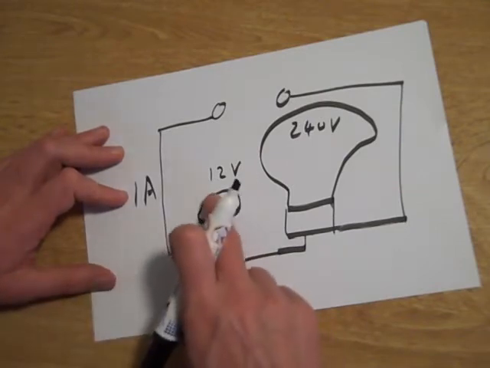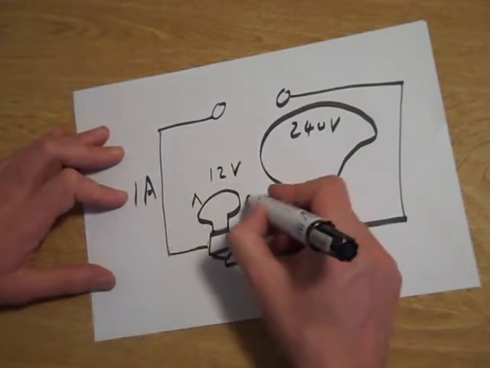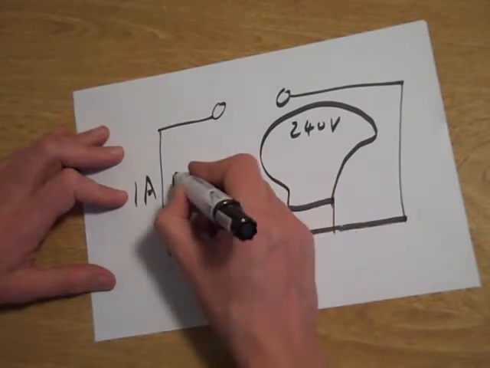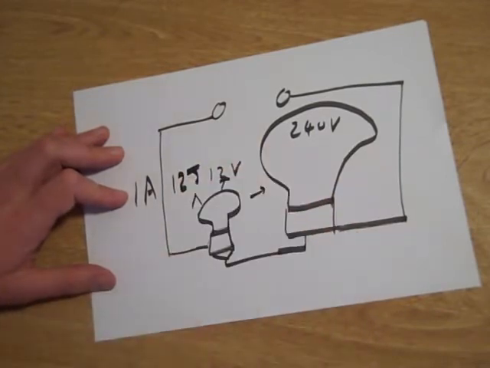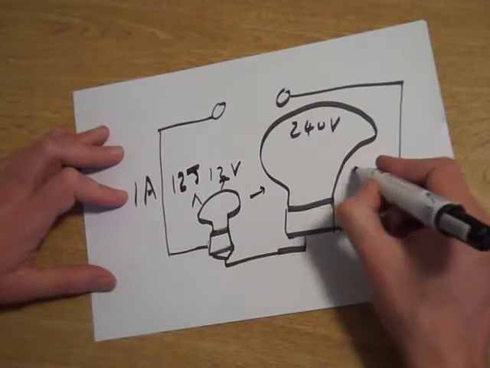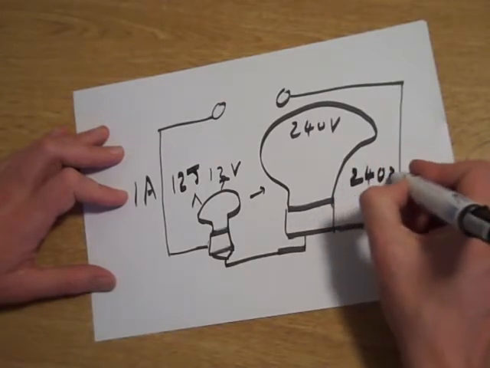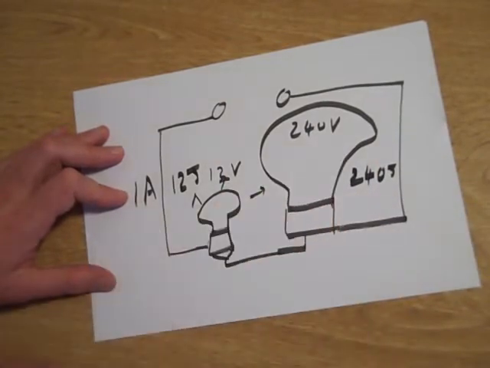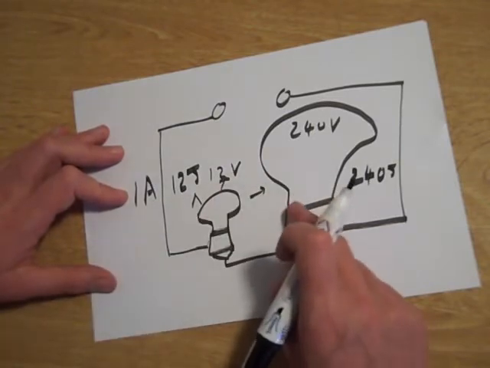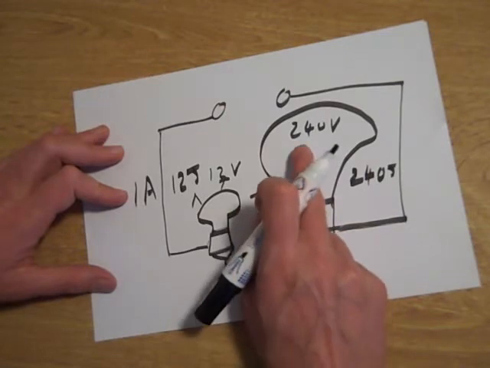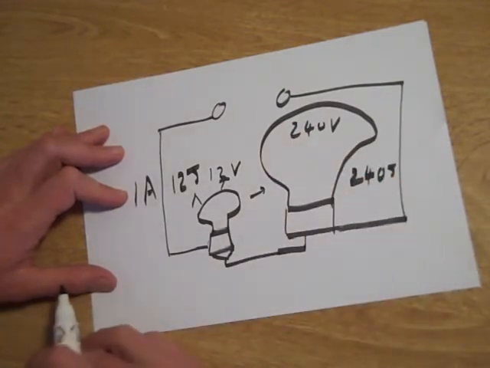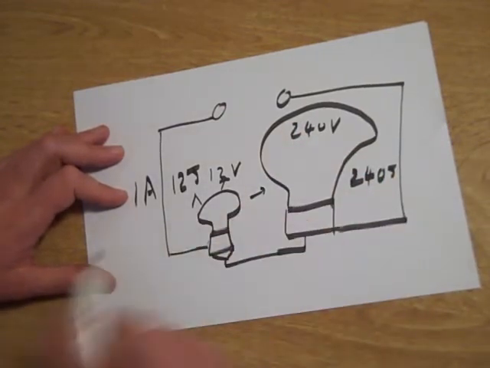So our 1 coulomb goes through here, and in 1 second that 1 coulomb would give out 12 joules of energy. Here it would give out 240 joules of energy, because the potential difference is more. So potential difference is a measure of how many joules per coulomb are transferred out of the circuit. So where does that energy come from?